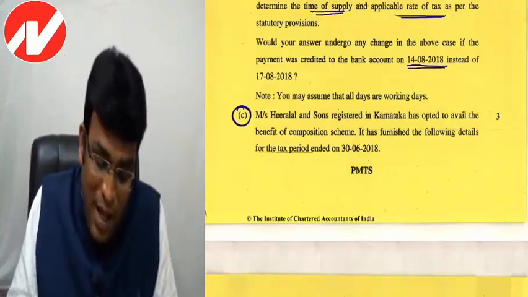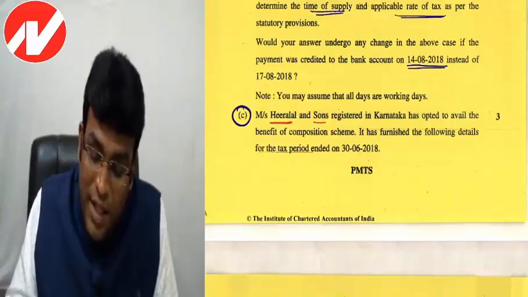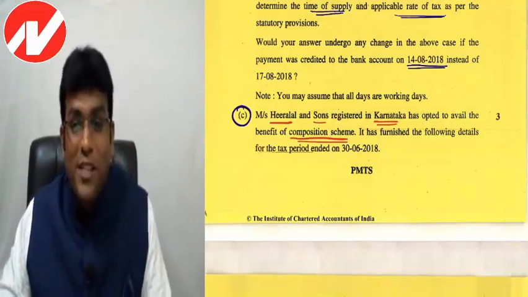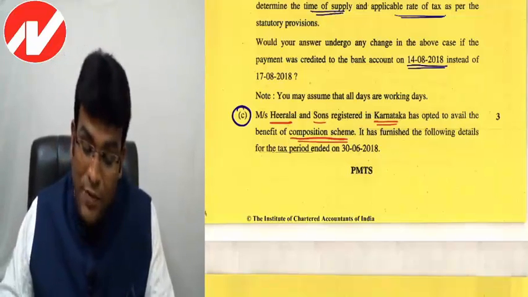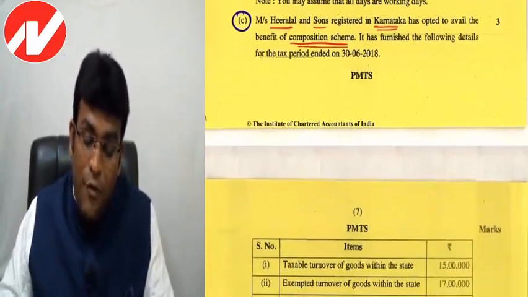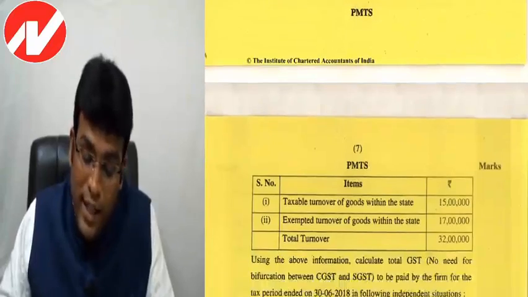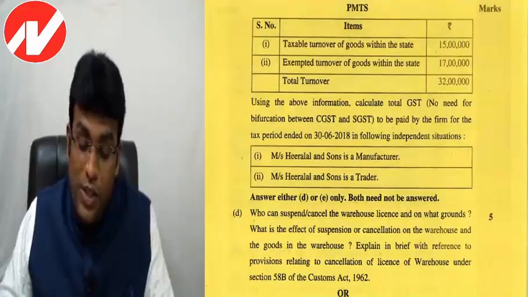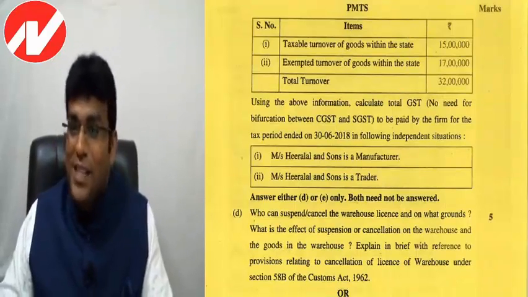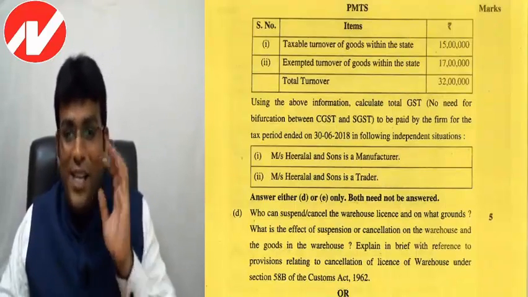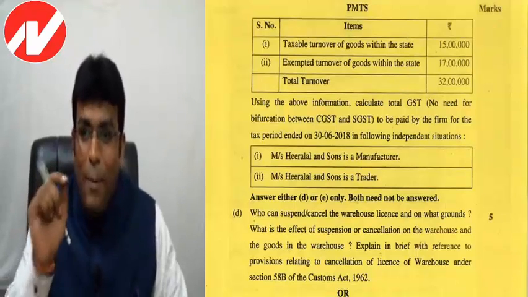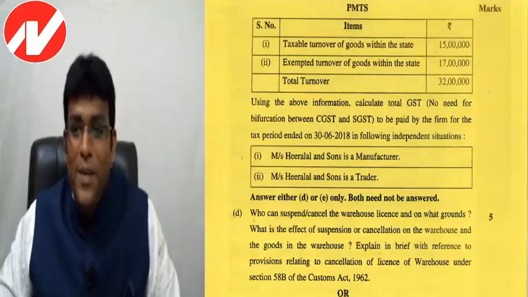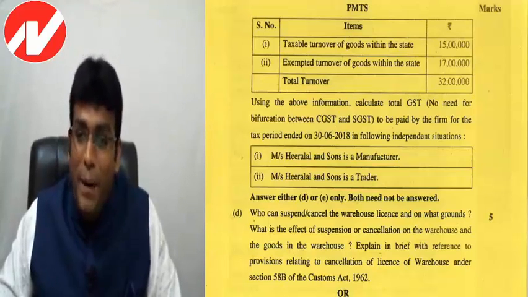Very good. Hirawal and Sons, registered in Karnataka, has opted to avail benefit of composition scheme. It has furnished following details for the tax period ended on 30th June 2018. Taxable turnover of goods is 15 lakhs. Exempt turnover is 17 lakhs. Total turnover is 32 lakhs. Using above information, calculate total GST to be paid by the firm for the tax period in independent cases.